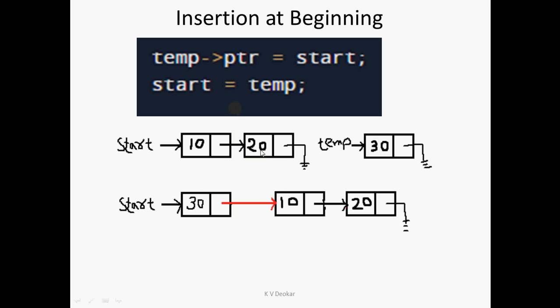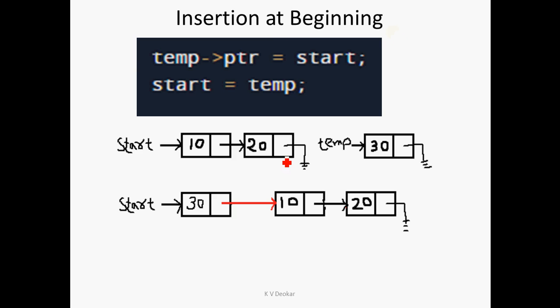Insertion can happen in three ways. If this is a linked list, we can insert from the front end, that is the beginning, or we can insert at the last, at the end, or we can insert in between somewhere in the list. So there are three ways we can do the insert operation: insert at beginning, insert at end, and insert in between. We'll see one by one. This two line of code is responsible for insert at the beginning.